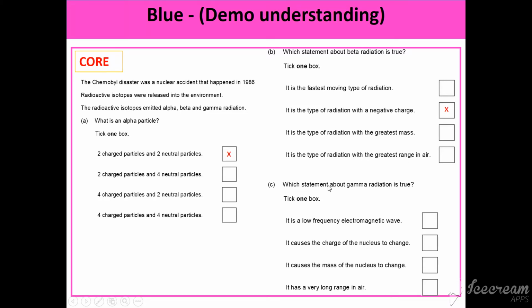Which statement about gamma is true? So it has a very long range in air, all the way down the bottom. It's literally what I've just said. It's this one. These two might not make any sense to you right now because it's going to be covered in a few lessons' time. It is a low frequency electromagnetic wave. It's also false because it's a high frequency electromagnetic wave.